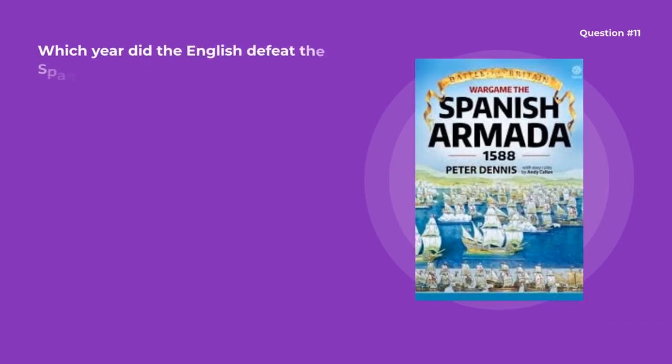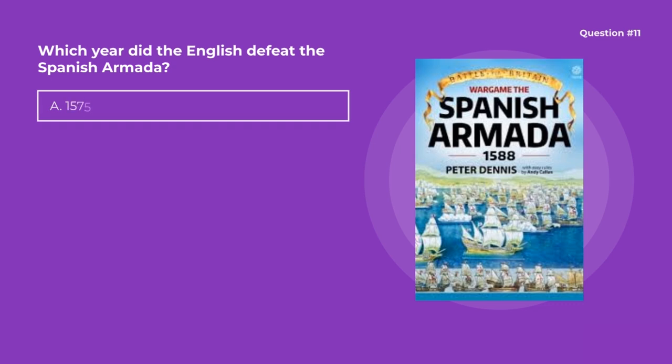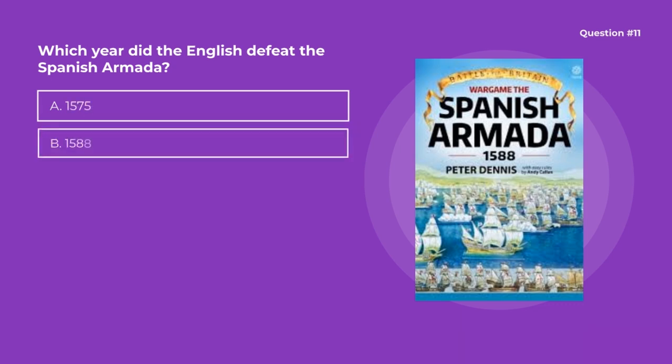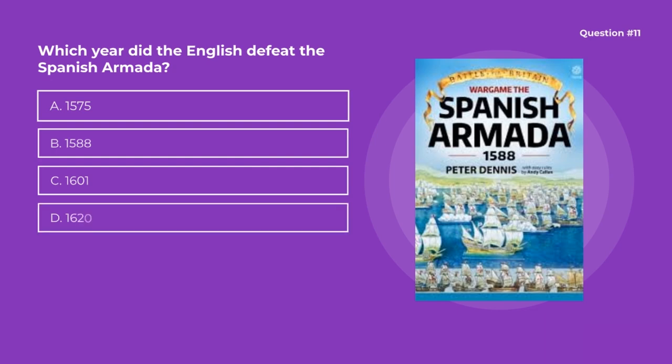Question number 11. Which year did the English defeat the Spanish Armada? Options are A. 1575, B. 1588, C. 1601, D. 1620. The correct option is B. 1588. The English navy, under Queen Elizabeth I, defeated the Spanish Armada in 1588.